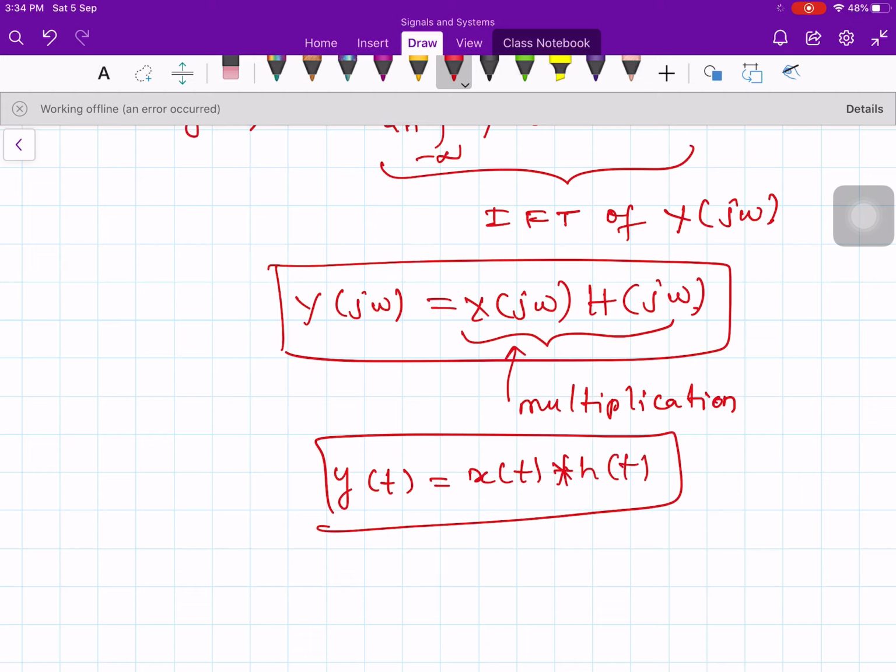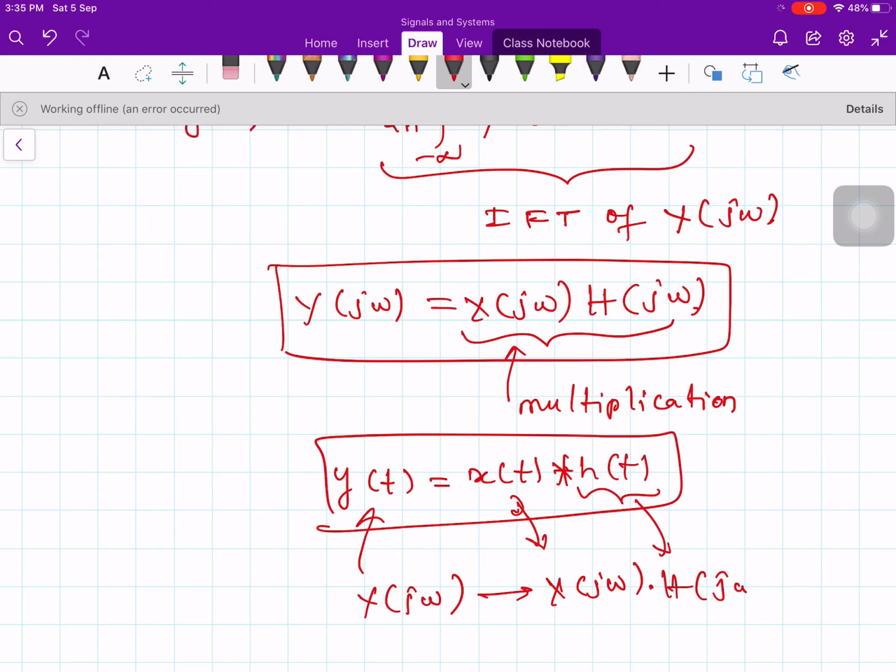The Fourier transform of the output y of t is Y of j omega, and this Y of j omega will be equal to the Fourier transform of the input x of t, that is X of j omega, multiplied by the Fourier transform of the system impulse response, that is H of j omega.